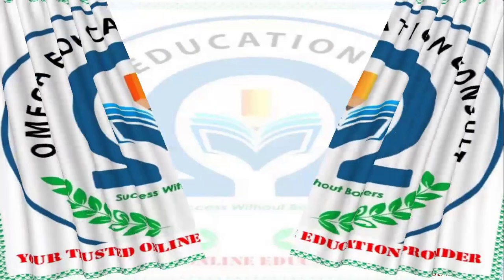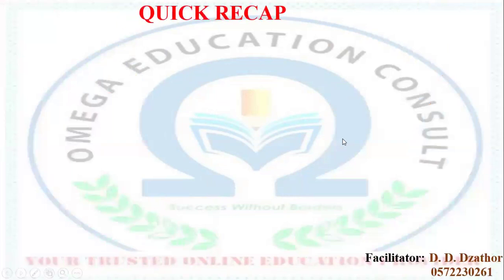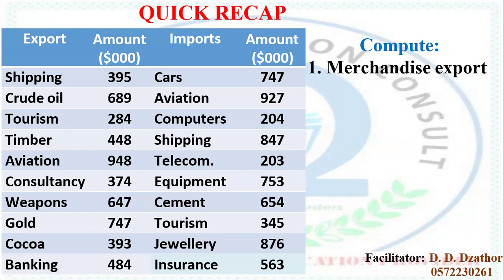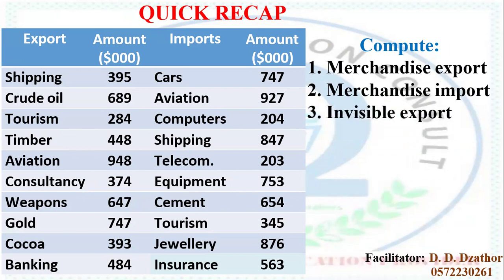So we are going to display a table and then you respond to the questions based on the table. So we have exports, imports, and then the amount spent on the various items. So compute merchandise exports, merchandise imports, invisible exports, invisible imports. All right, so you have 20 minutes to get this done, and then you send me for marking and feedback.